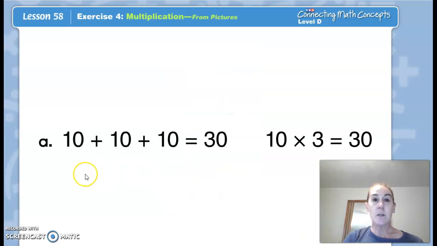Okay? Here's an example of something you might see on your worksheet. You have 1, 2, 3 groups of 10. So the repeat addition is 10 plus 10 equals 20, plus another 10 equals 30. Or the fast way is to turn it into a times problem. We have 3 groups of 10. So you would simply count by tens 3 times or 3 ten times. So let's do 10 3 times. 10, 20, 30.